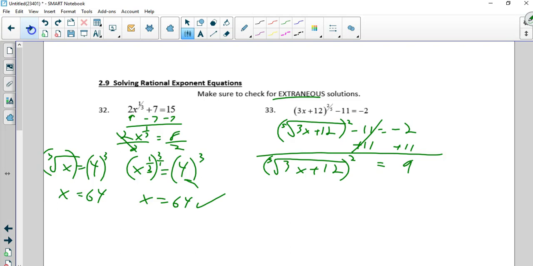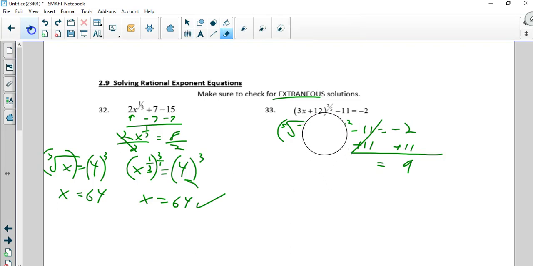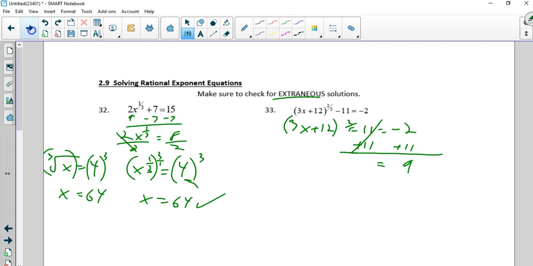Now again, it doesn't matter which way we look at it. If we rewrite it like this, or if you want, you can keep it the way it is. Because then what you do is just multiply by the reciprocal. So that cancels, and that gives us 3x plus 12. And on this side, we end up with 9 to the 5 halves.